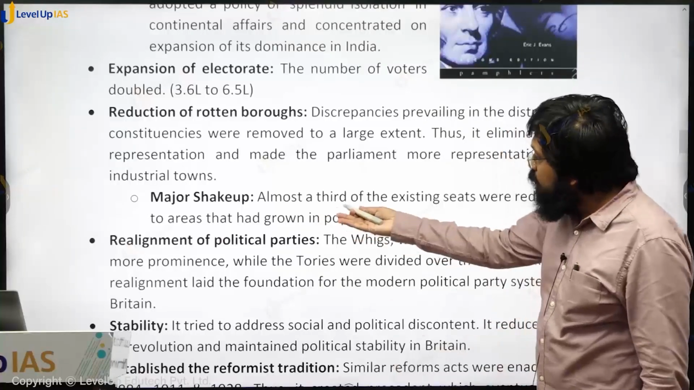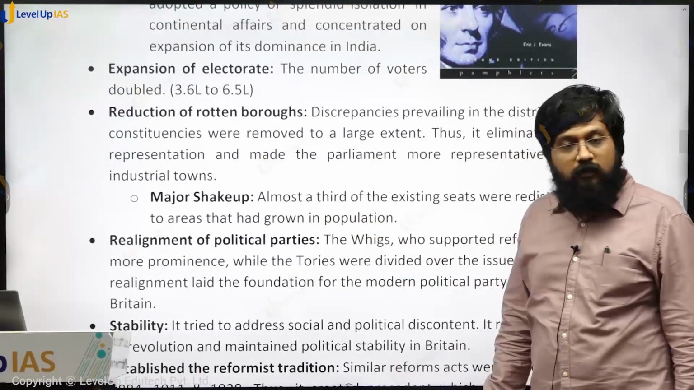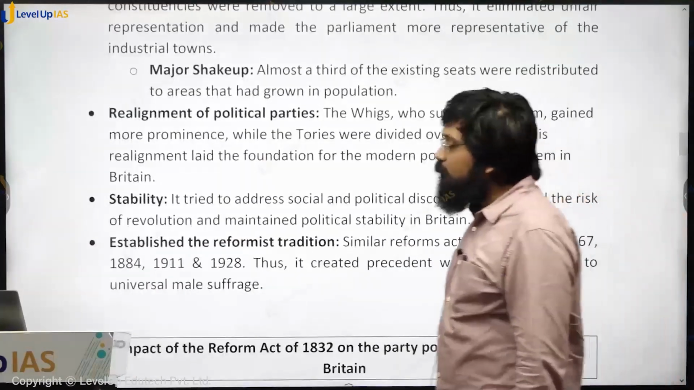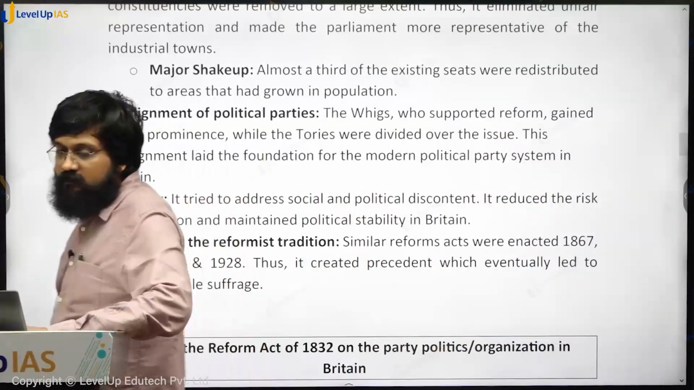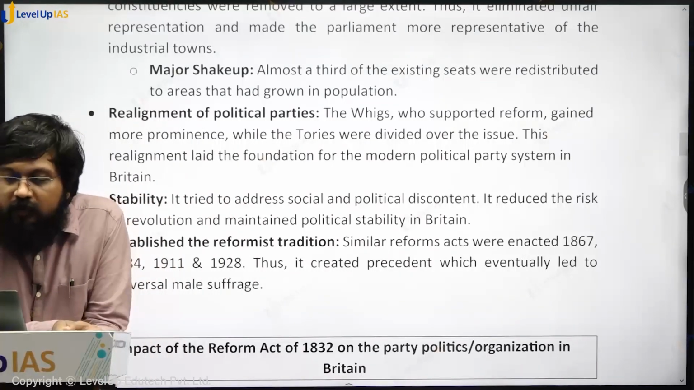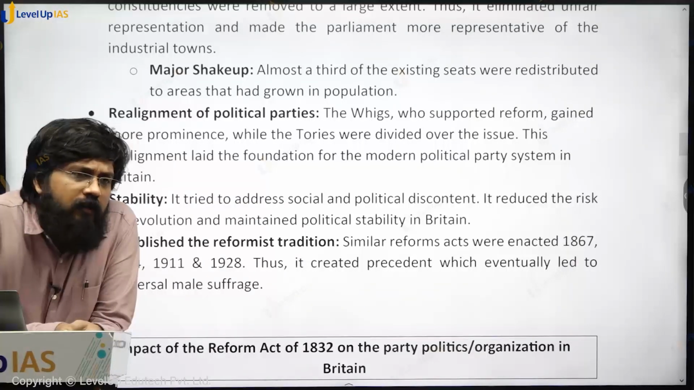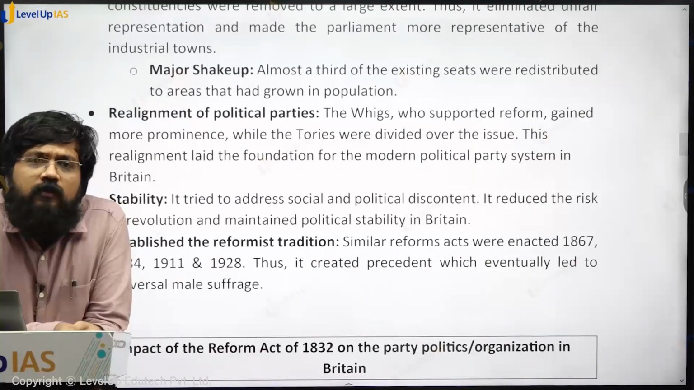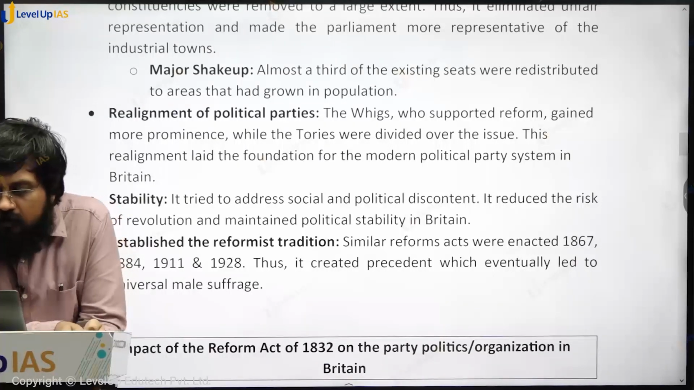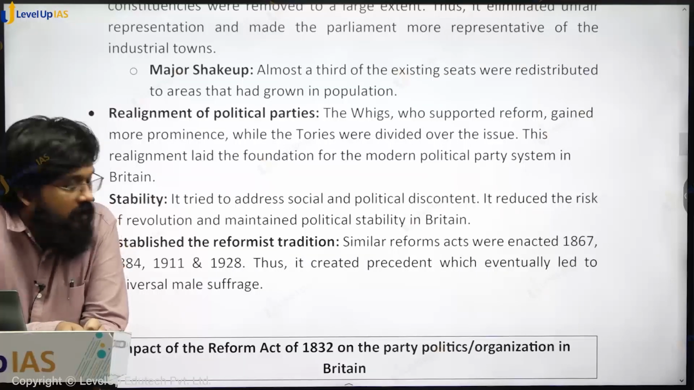And major shake-up, almost a third of the existing seats were redistributed to areas that had grown in population. एक तिहाई को change कर दिया. Then realignment of the political parties as well. The Whigs, who supported the reform, gained more prominence, while the Tories were divided. Whigs and Tories हमने देखा है पहले. Whigs are the liberal in this context, and Tories are the conservative. This realignment led to the foundation of modern party system, जो हम एक देखेंगे नीचे.